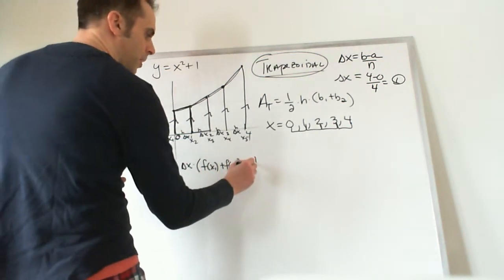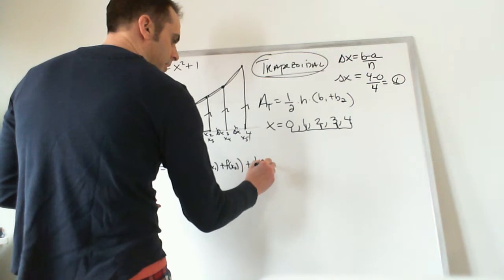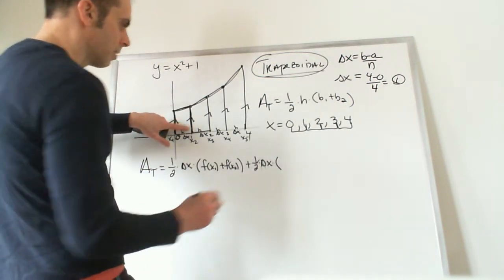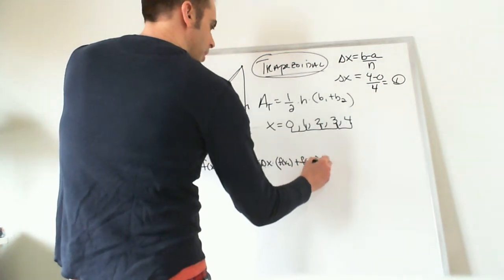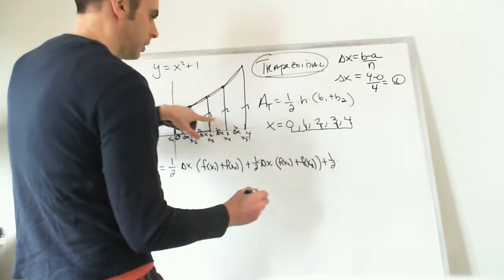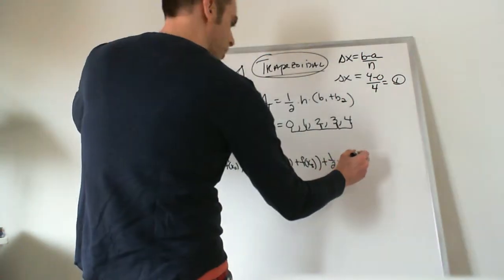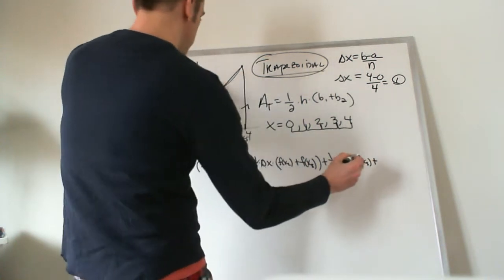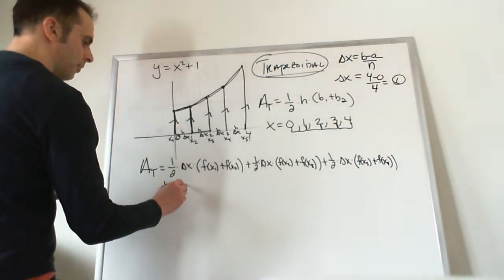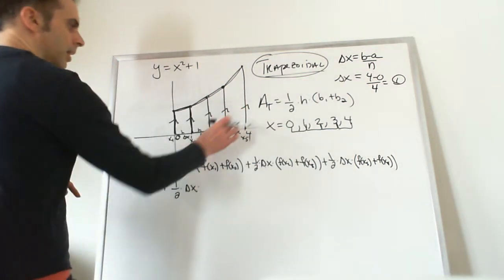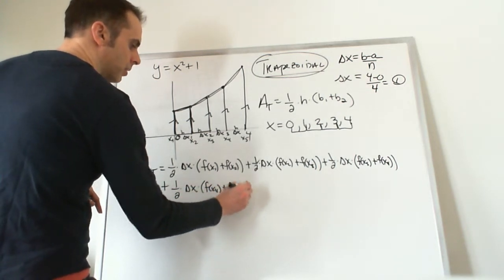Now for this trapezoid, it would be 1/2 times the height, which we know is delta x. So we can just put that as delta x, times, okay, well this height right here is f of x sub 2. And this height right here is f of x sub 3. Now for this trapezoid, that would be 1/2. The height is delta x times this base, f of x sub 3. And this base is f of x sub 4. Plus, the last one's 1/2 times delta x times, again this is delta x, this base is f of x sub 4 high, and this base is f of x sub 5 high.